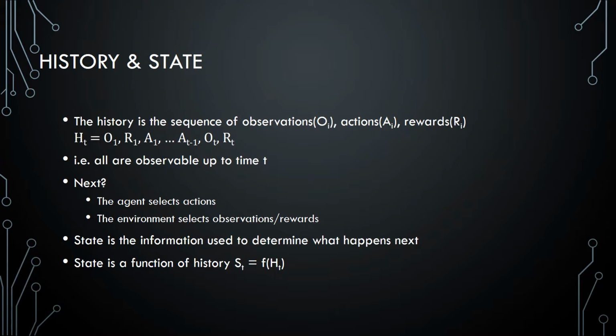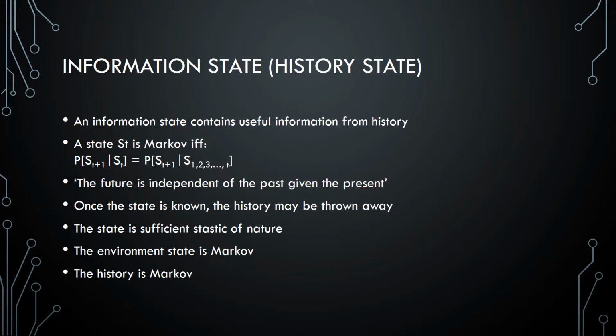The state of an agent is the information used to determine what happens next. The state is a function of history. An information state contains useful information from history, so it's also known as history state. A state S_t is a Markov state if and only if the probability of the next step given the current step is equal to the probability of the next step given the history of all the steps that the robot has taken till the current step.